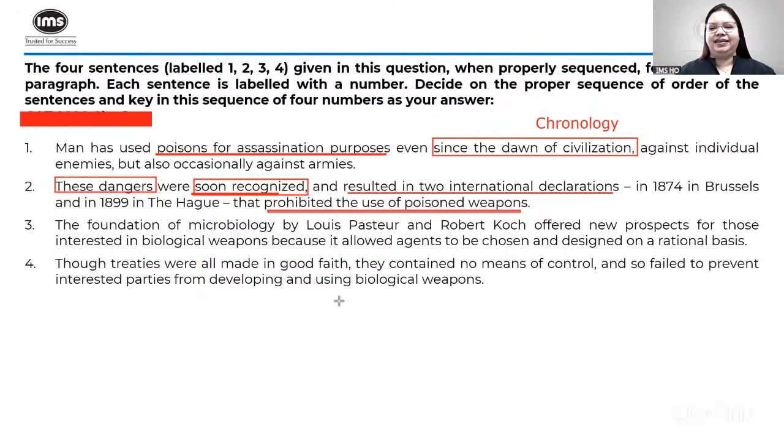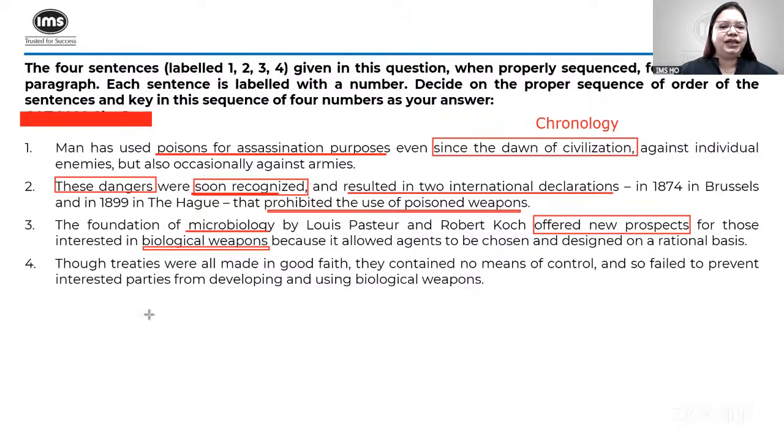What does 3 say? 3 talks about the foundation of microbiology, which offered new prospects, new ideas for people to use biological weapons because it allowed agents to be chosen. You could design specific things. You could pick specific weapons, create them, and decide how you wanted to use them. So microbiology offered new prospects. Is that the danger that we're talking about?